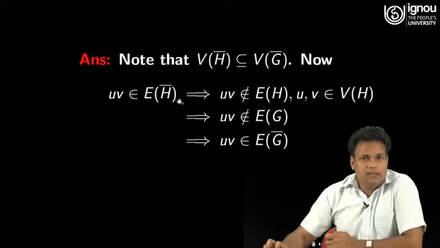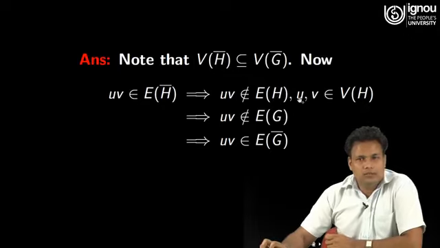Now, this means that UV is not present in H. Of course, the vertices U and V are present in H, but we are given that H is an induced subgraph of G, right? It means that if UV is not present in H, then UV would also not be present in G. This is a property of induced subgraphs.